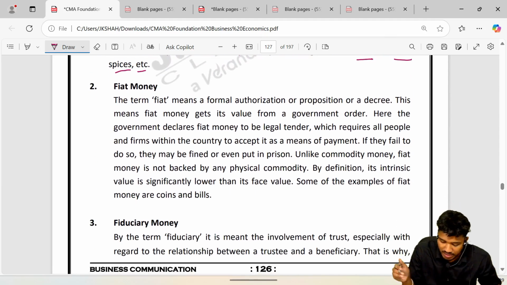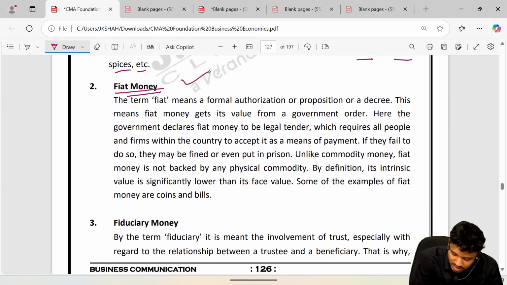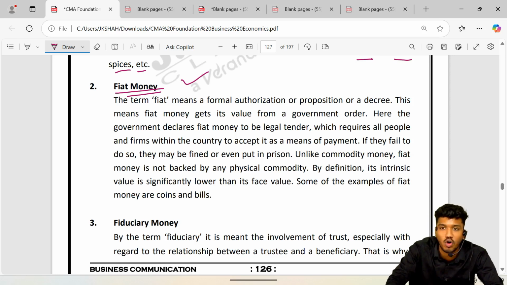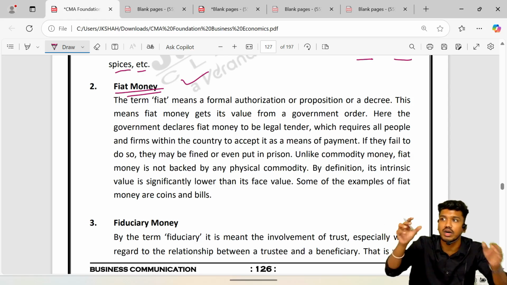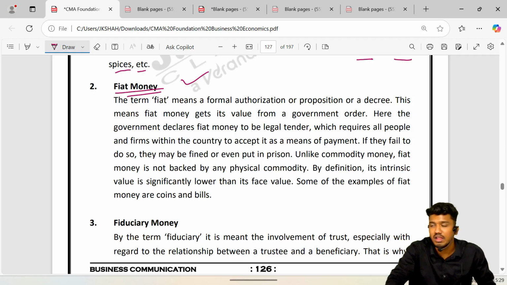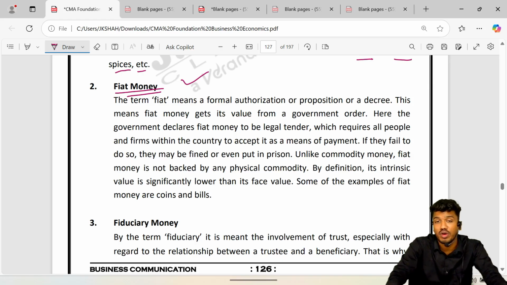Next is fiat money. Again, very important. Sir, what is fiat money? See, in order to call money fiat money, there must be formal authorization or declaration to call a material to be used as money. For example, in our circulation we use coins and currency notes. They are issued by the Reserve Bank of India or the Government of India, and there is the signature of the governor on them. It means it is legal tender. What does fiat money mean?